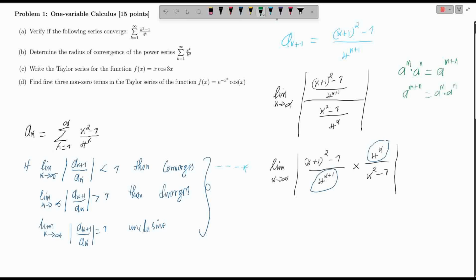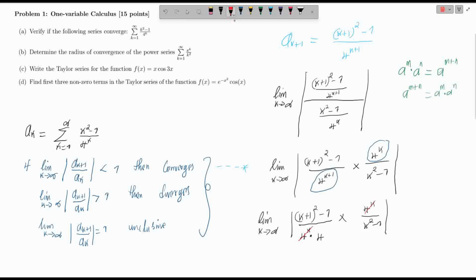Alright, so with that in mind, we're simply going to write the limit as k tends to infinity of (k plus 1) all squared minus 1 divided by, here we are going to have 4 raised to the power k multiplied by 4, then multiply by 4 raised to the power k divided by k squared minus 1. So we clearly cancel 4 raised to the power k. Once you're able to cancel this, it just makes your work simpler, right?